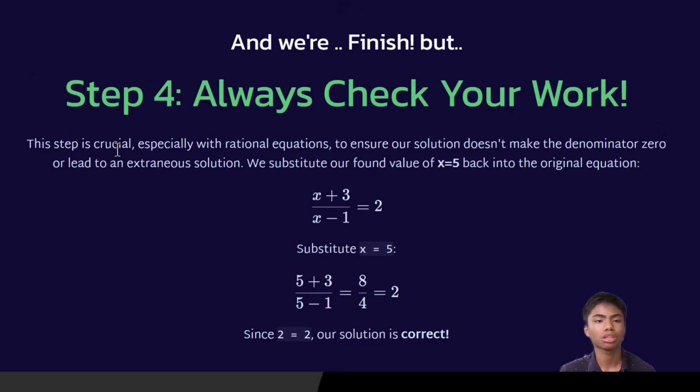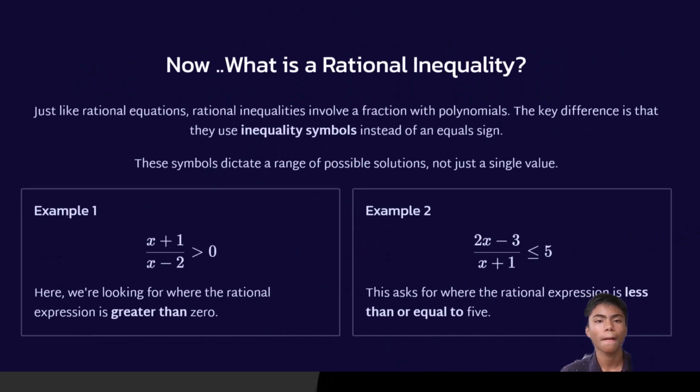This step is crucial, especially with rational equations, to ensure our solution doesn't make the denominator 0 or lead to an extraneous solution. We substitute our found value of x equals 5 back into the rational equation. And we have 2 equals 2. Since 2 is equal to 2, our solution is correct.